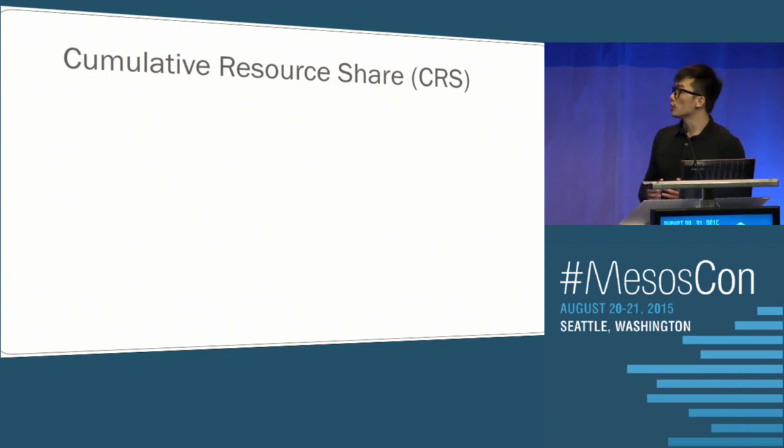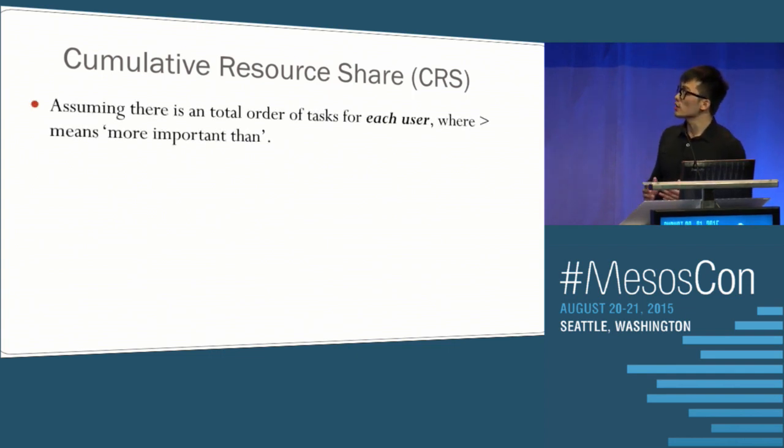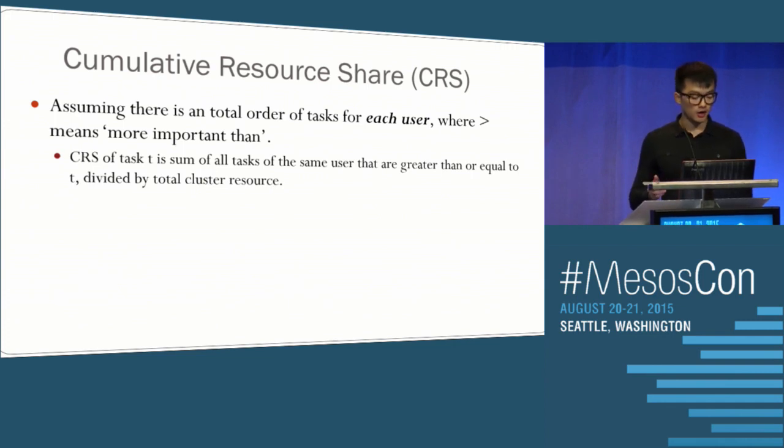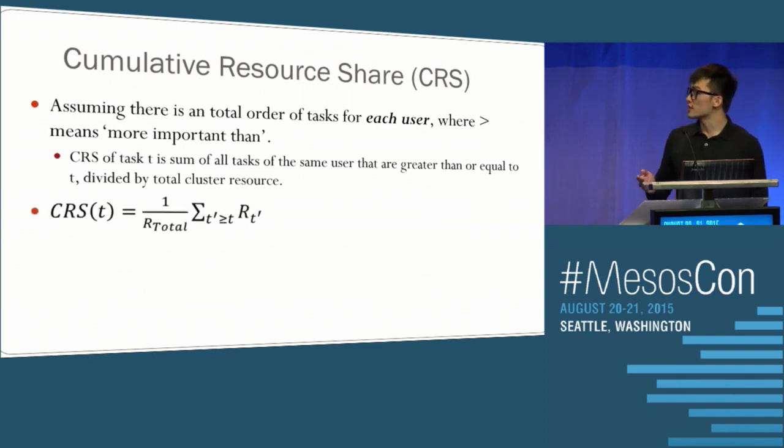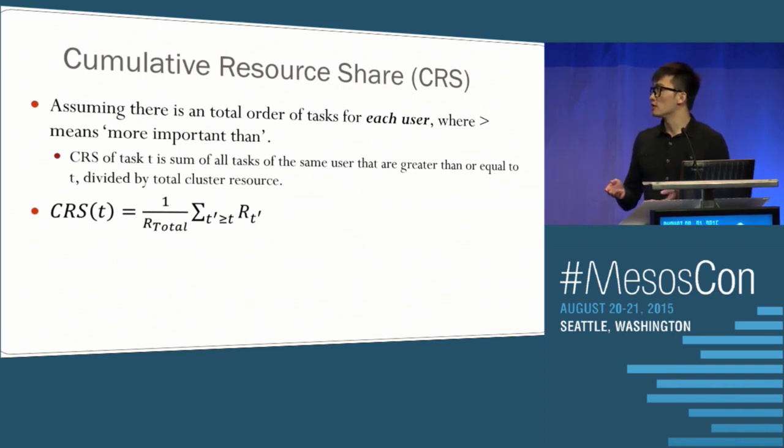So we introduced this notion of cumulative resource share. The idea is this: assuming there is a total order of tasks for each user, where greater means more important than. That's the same thing we did with different currency. Given that, the cumulative resource share of a task T, or CRS, is the sum of the resources of all the tasks of the same user that are greater or equal to T, divided by the total cost of resource. So here is the same thing in a mathematical formula. We sum up the resources of all the tasks that are more important, and again, we divide it by the total resource.